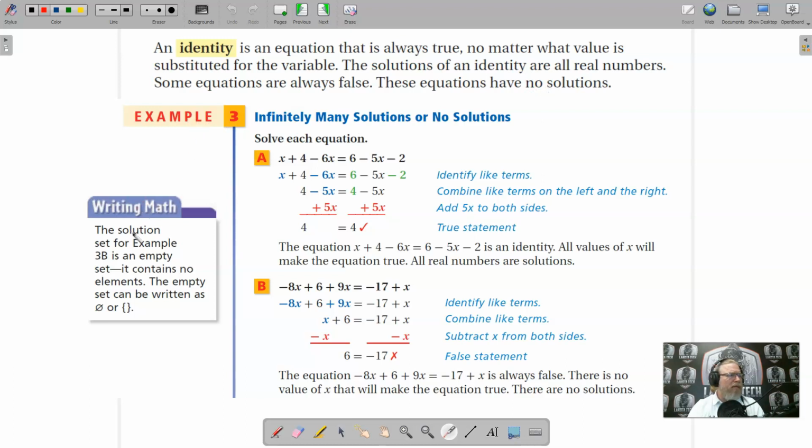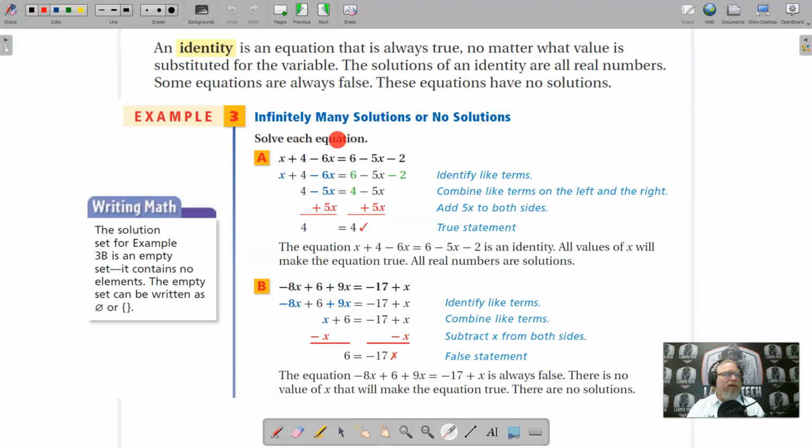First, let's look at the writing math. The solution set, for example, is an empty set. It contains no elements. The empty set can be written as the circle with a 0 over it, or braces with nothing in between. So remember that whenever we get to this: infinitely many solutions or no solutions.